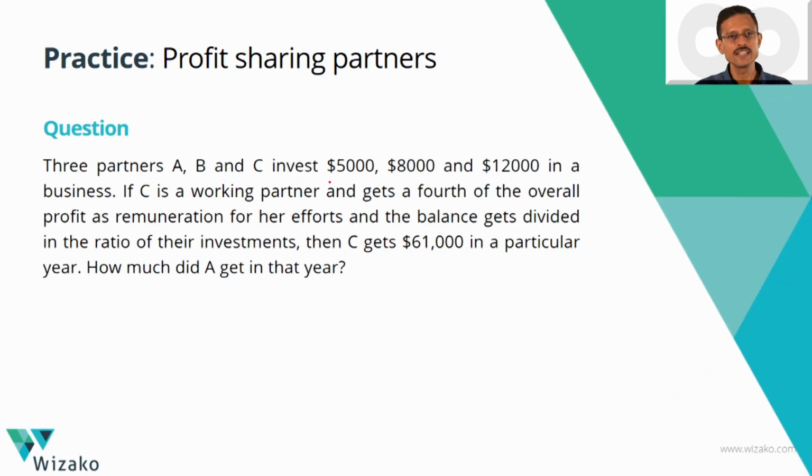Three partners A, B, and C invest 5,000, 8,000, and 12,000 in a business. If C is a working partner and gets a fourth of the overall profit as remuneration for her efforts, and the balance gets divided in the ratio of their investments, then C takes home $61,000 in a particular year. How much did A take home that year is what this question is. So just lay it out in a schematic fashion and then figure out how to solve it.